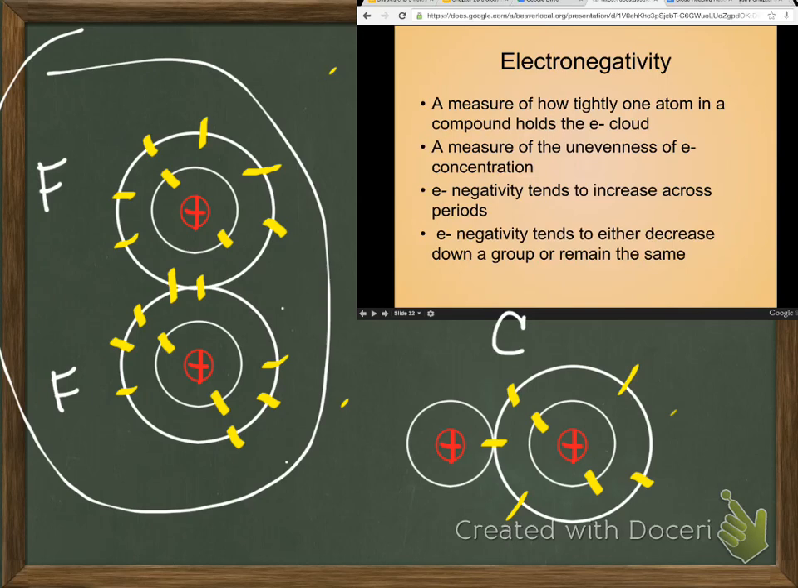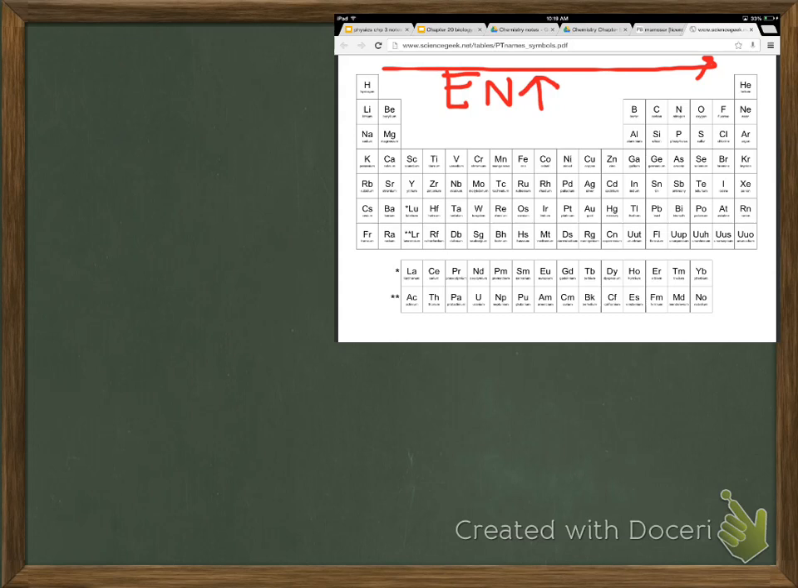Electronegativity tends to increase as you go across a period. So let's put in the periodic table and look at what that looks like. Okay, so as we go across a period, and we always are talking about left to right, electronegativity tends to go up. Well, that kind of makes sense because the things over here are the things that tend to gain electrons. They have an attraction to electrons, so they tend to be more electronegative.